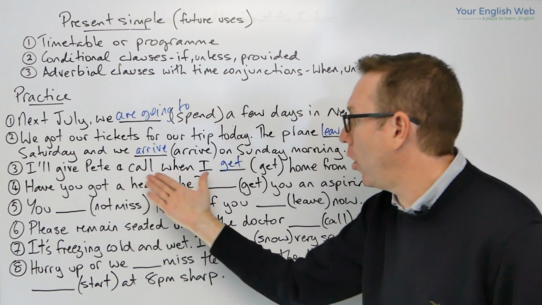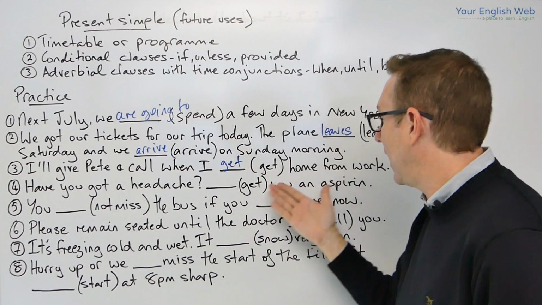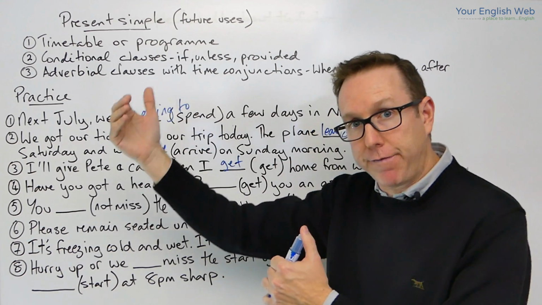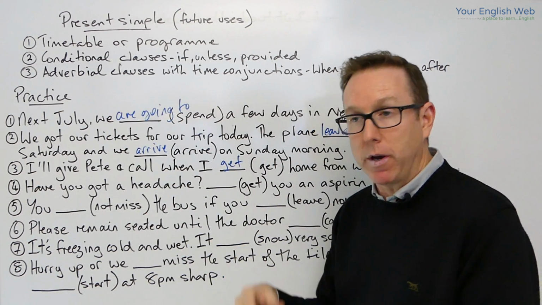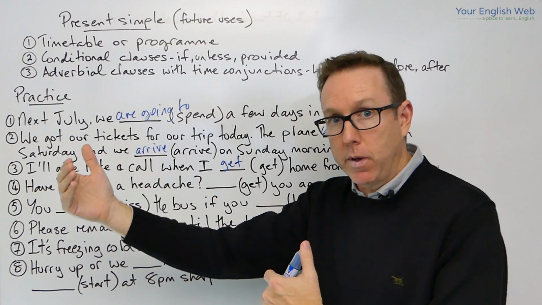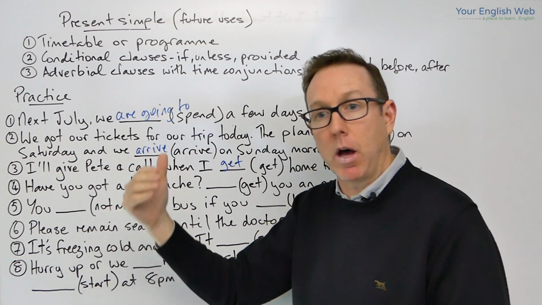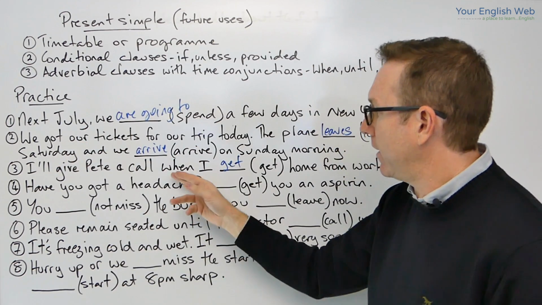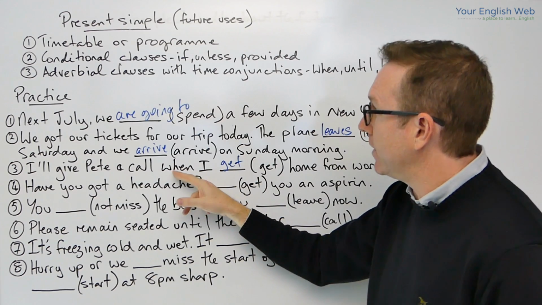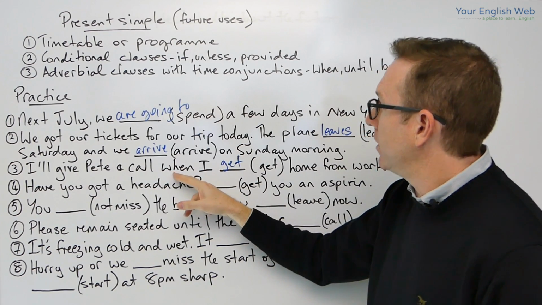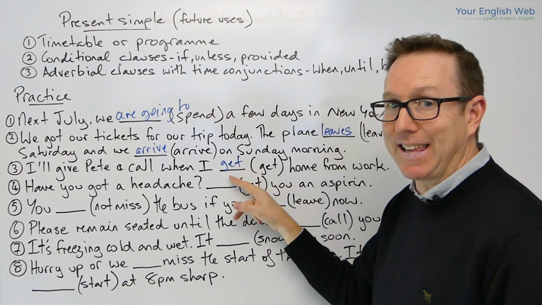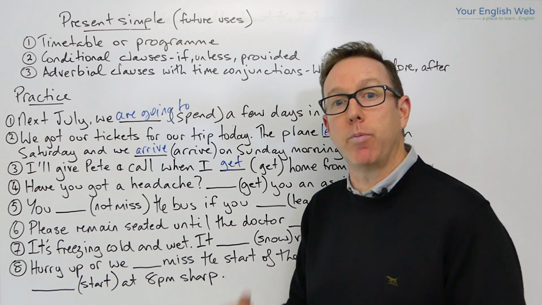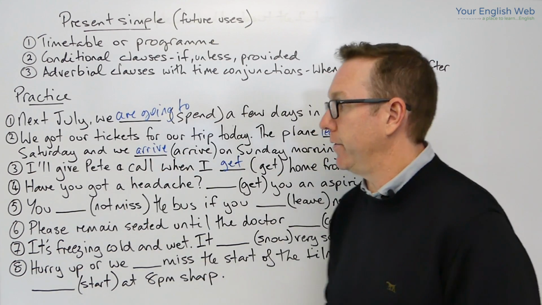So I'll give Pete a call when I get home from work. It's in the future. I'm at work at the moment. But when I get home, I'll give him a call. Okay? So we get the idea of how we have this adverbial clause, time conjunction, get. Okay? The present simple for the future reference.